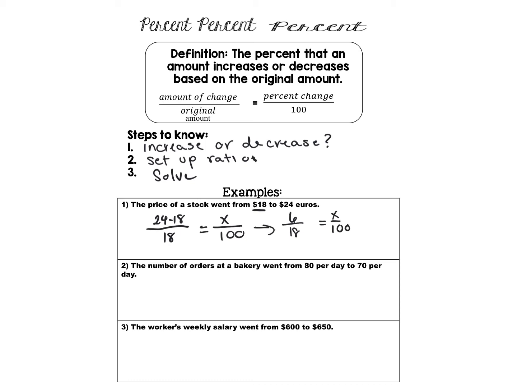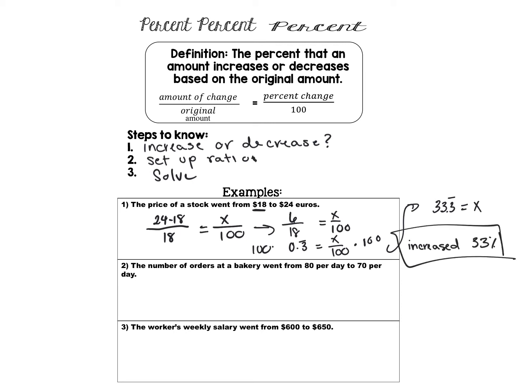And then 6 over 18, you can say 6 divided by 18, which gives you 0.3 repeating equals x over 100. I need to get x by itself, so I'm going to multiply by 100 on both sides. And so now we're left with 33.3 repeating equaling x. And so that just means it increased by 33%. And that's just how you solve it.